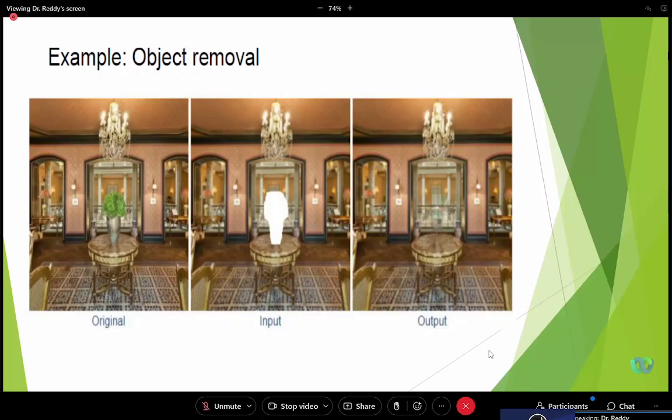Are you following me? We have defined object removal. We have defined image completion. Now in this example, can you tell me what the image completion problem is? Fill the missing part. What is the given image? First, second, or third? The given image is the first image. No, the given image is the second image.